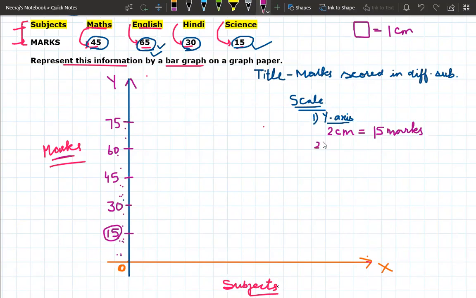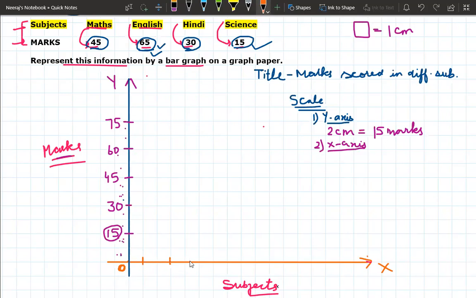Now come to the x-axis. How will we write the scale for the x-axis? When you are making a bar graph, you have to draw a rectangular bar. For it you have to leave 1 box. So firstly we will leave 1 box. Then you have to take 2 boxes for the rectangular bar. It is your choice. If you want to take 1 box, you can take 1 box, and this time I'm taking 2 boxes.